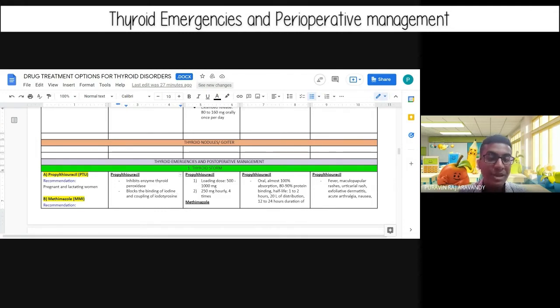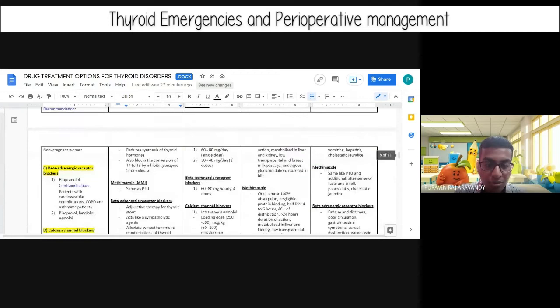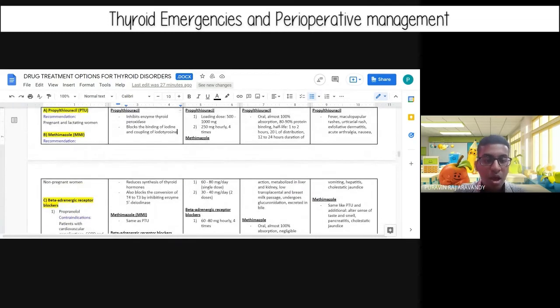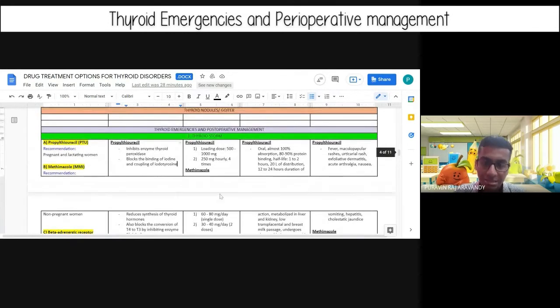Propylthiouracil's mechanism of action is that it inhibits the enzyme thyroperoxidase, and we know that this enzyme is essential for the binding of iodine and also for the coupling of iodotyrosine. So by inhibiting this enzyme, the binding of iodine and the coupling of iodotyrosine are inhibited. This in turn will reduce the synthesis of thyroid hormones. Not only that, propylthiouracil also has an additional benefit by blocking the conversion of thyroxine to triiodothyronine by inhibiting the enzyme 5-deiodinase.